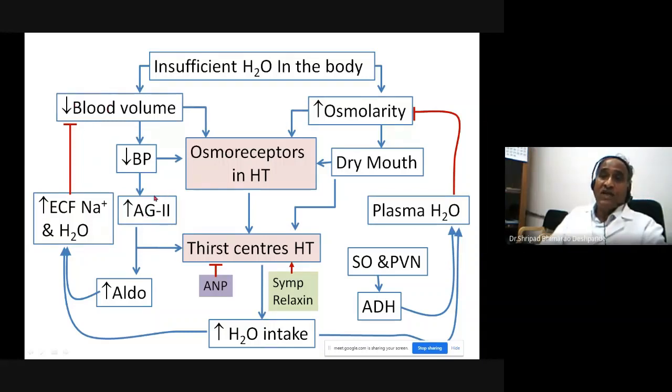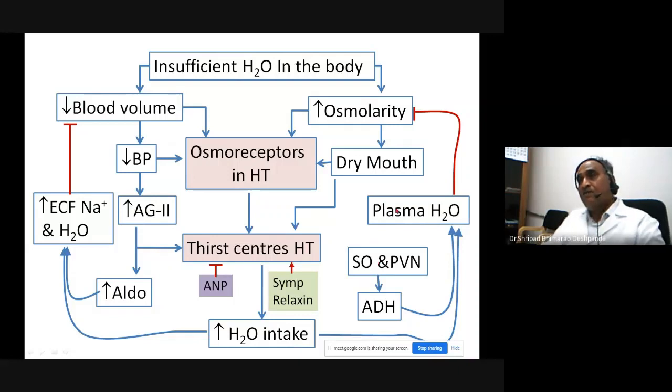Now one aspect I said, the decrease in blood pressure activates the sympathetic nervous system, which tries to increase the blood pressure, and that will increase the angiotensin II, which further increases the blood pressure. We already have the sympathetic and angiotensin II activation. This is one of the components we have seen.